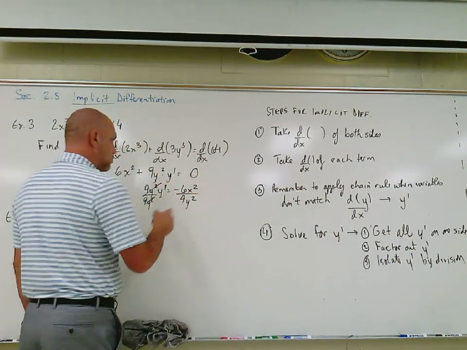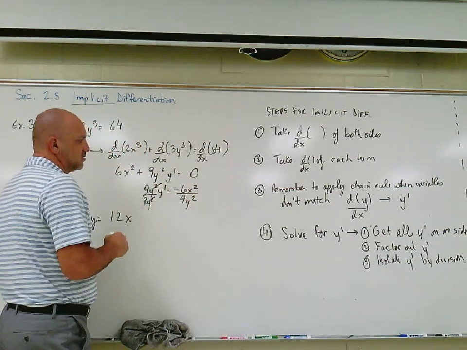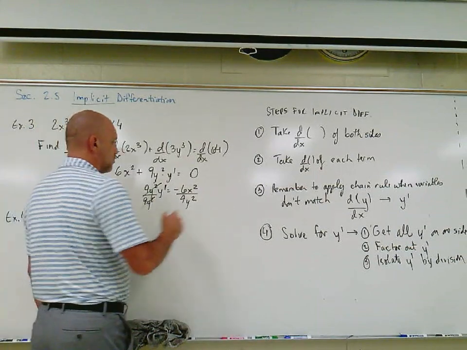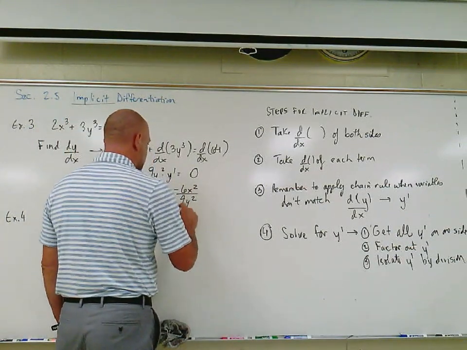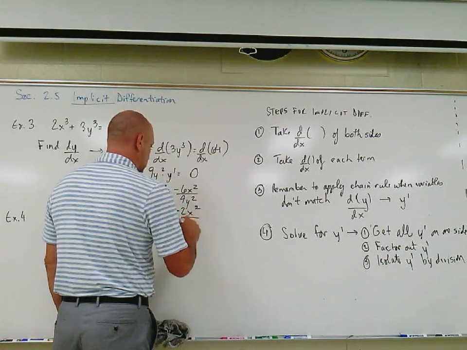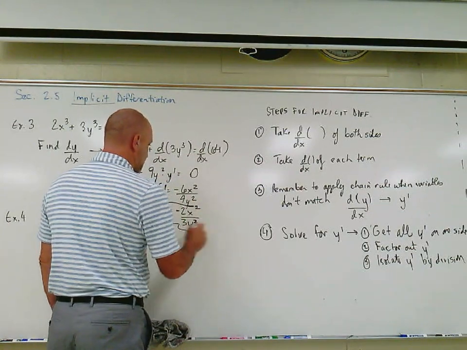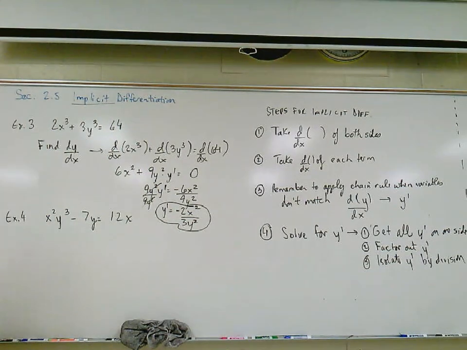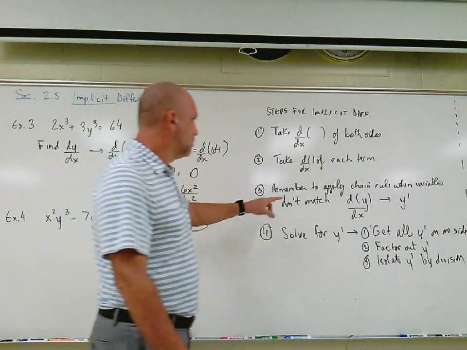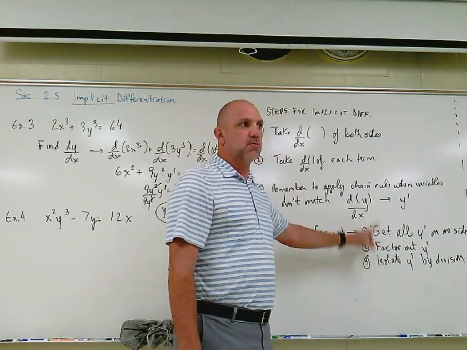Now, the one thing I would do is reduce this fraction. So instead of saying negative 6x squared over 9y squared, I would say y prime is negative 2x squared over 3y squared, because you can take a 3 out. Okay? All right. Any questions on that? So we went through a standard problem there. Notice I didn't have to worry about factoring out a y prime because I only had one y prime.